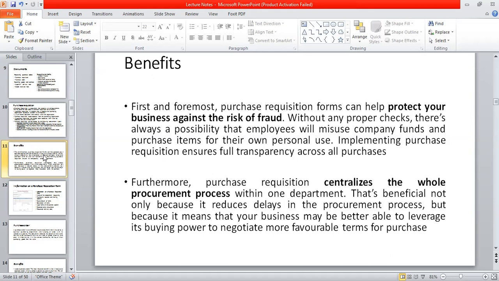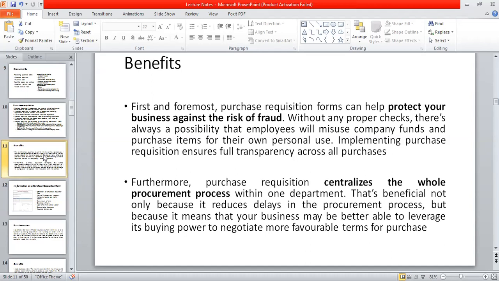For example, where there's a maker-checker arrangement, whereby one person will fill in the purchase requisition and a senior manager is required to approve or authorize that requisition, it means that the chances of fraud are kept to a minimum, unless there is a risk of collusion, where two or more employees agree to defraud the company.